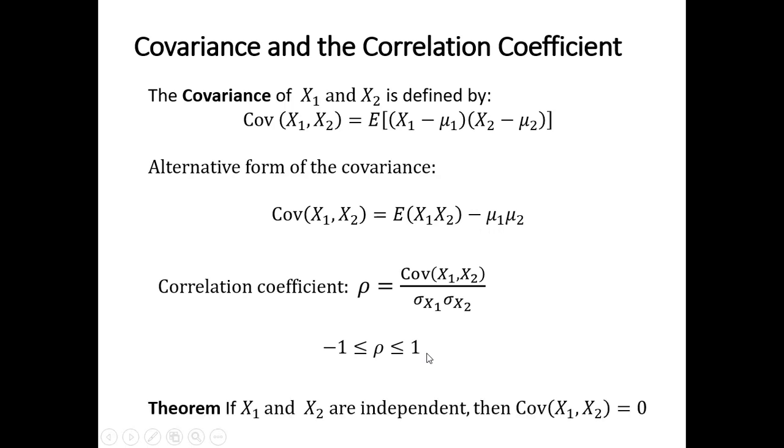And one other item here, tying in independence, there's a theorem that we could prove in class. If x1 and x2 are independent, then the covariance of x1 and x2 is equal to 0. But I do make sure to point out that the converse of this is not true. If the covariance is 0, that does not imply x1 and x2 are independent.